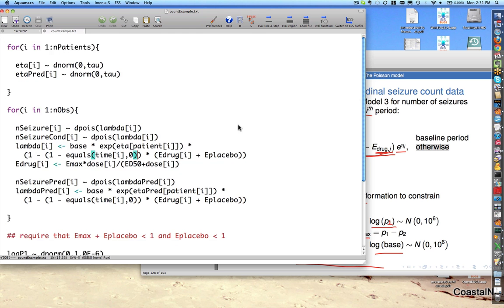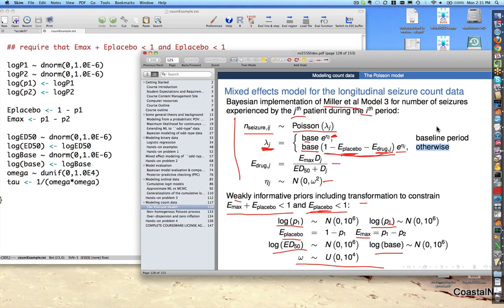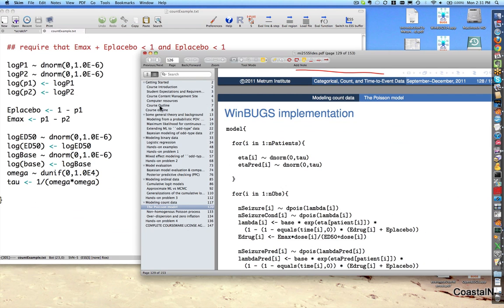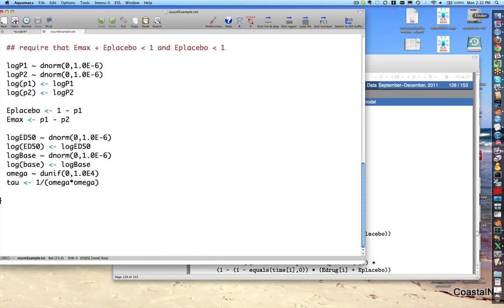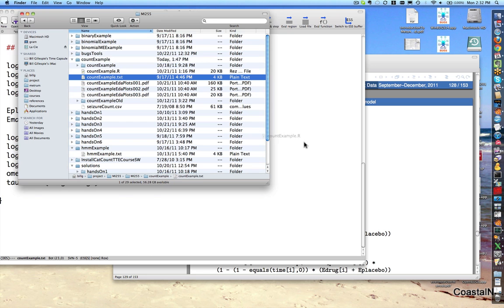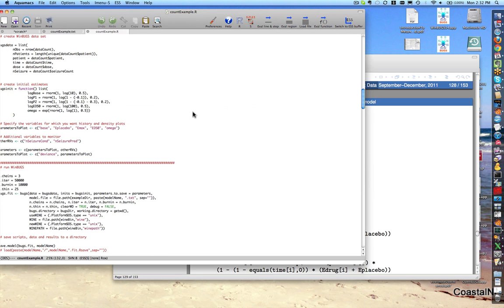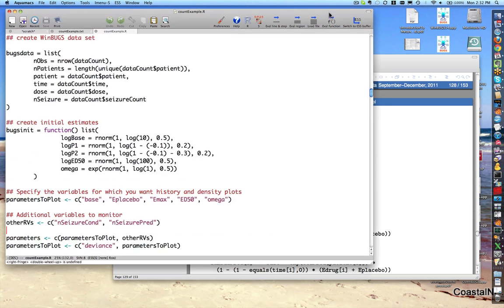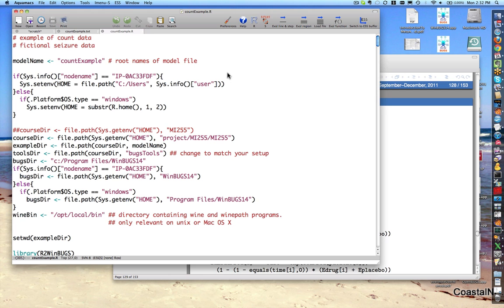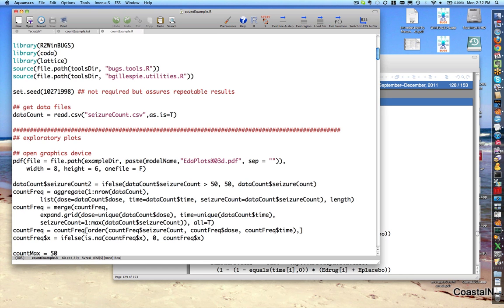Okay, so let's see, we got that. What else did I want to do? I guess we'll just move right on to a quick look at the R script. Okay, again, R script, a lot of it's the same. This is called count example, thus that's the model name in here. Let's see, I don't think there's anything novel up on top. It's reading in the data set.